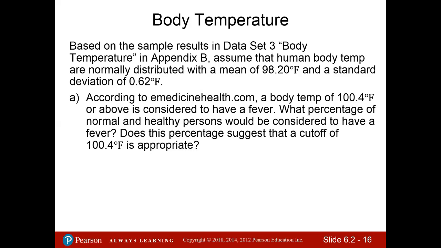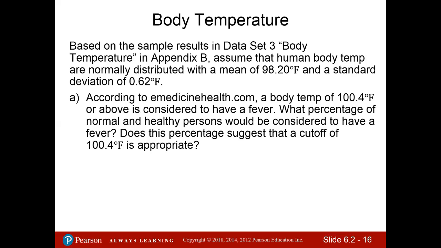If they know that someone has a fever, then the doctors can decide to do further tests and look for other things causing the high fever. So the question is, what percentage of normal or healthy persons will be considered to have a fever? Maybe this value is too high, or maybe it's too low. In other words, does this percentage suggest that a cutoff of 100.4 degrees Fahrenheit is appropriate? We want to answer that question.